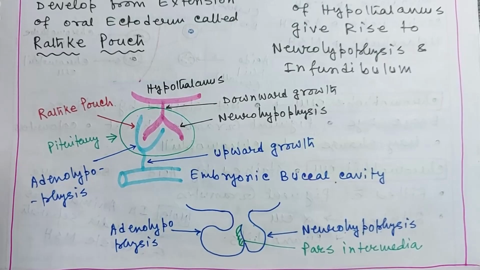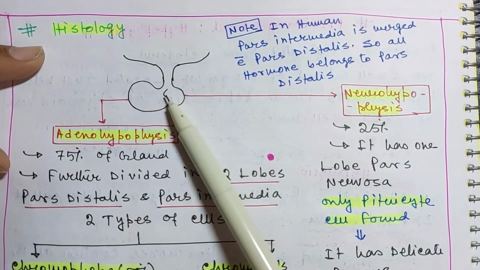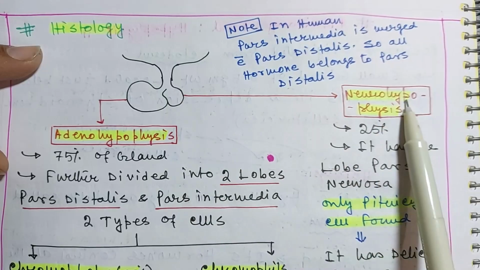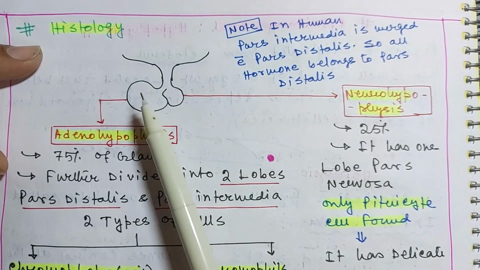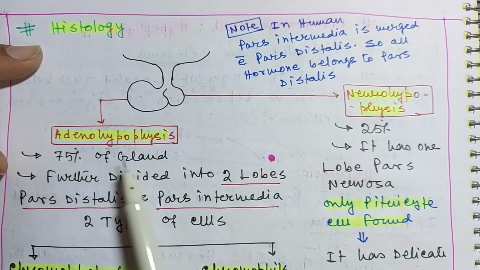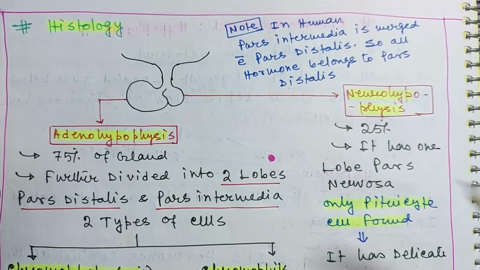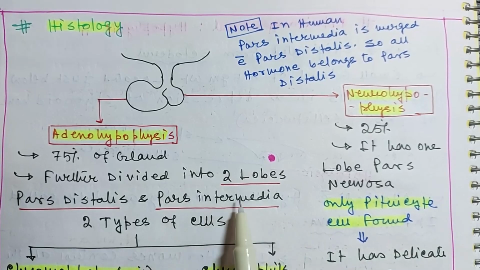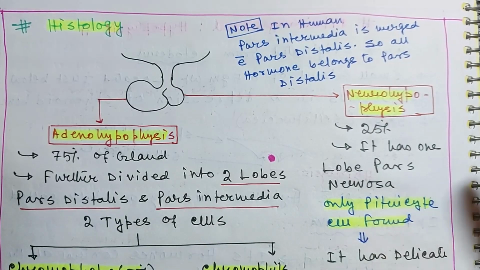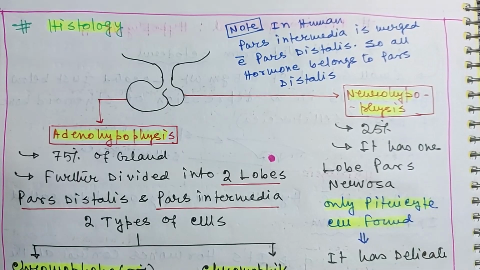Now we will study the histology of the pituitary gland. Histology means the study of the different types of cells present in a tissue. So this is the pituitary gland, this is the adenohypophysis, and this region is the neurohypophysis, and you can see the adenohypophysis, or anterior pituitary gland, is larger than the neurohypophysis. The adenohypophysis forms 75% of the pituitary gland, but the neurohypophysis forms only 25%. The adenohypophysis is divided into two lobes, the pars distalis and pars intermedia, but the neurohypophysis is not divided into any other regions. It has only one lobe, which is known as the pars nervosa, right?